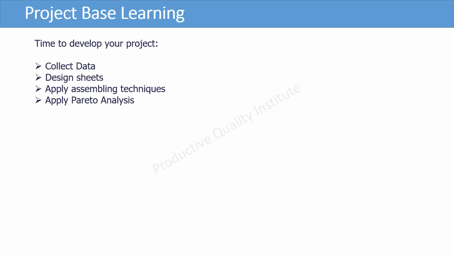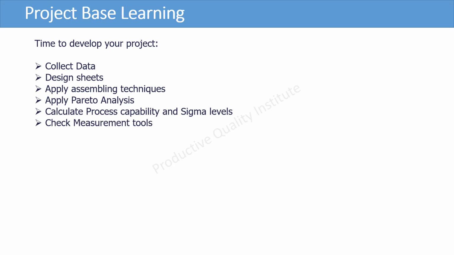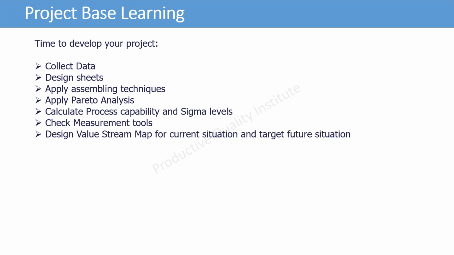Time to develop your project. Collect data. Design sheets. Apply sampling techniques. Apply Pareto analysis. Calculate process capability and sigma levels. Check measurement tools. Design value stream map for current situation and target future situation.